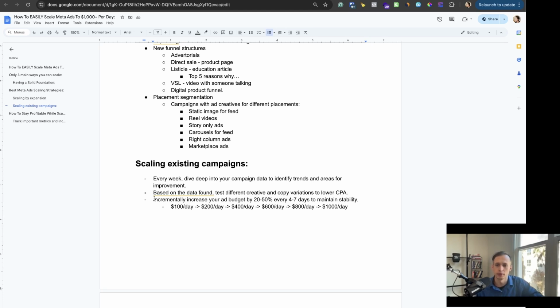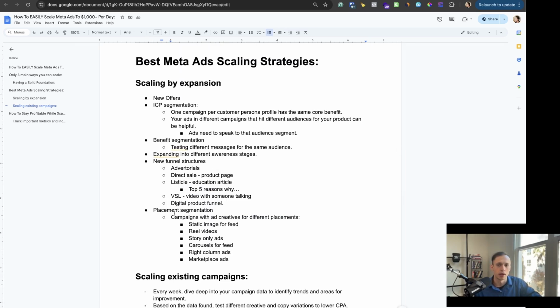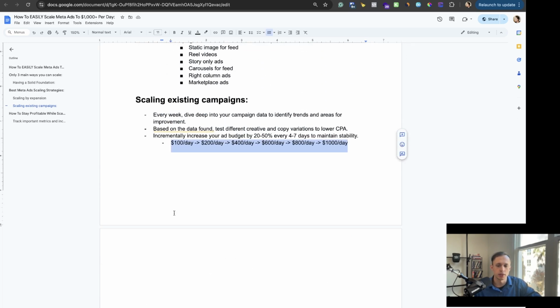And once you've found a winning ad, you can start increasing your budget by 20 to 50% every 4 to 7 days to maintain stability. And yeah, that's pretty much it.